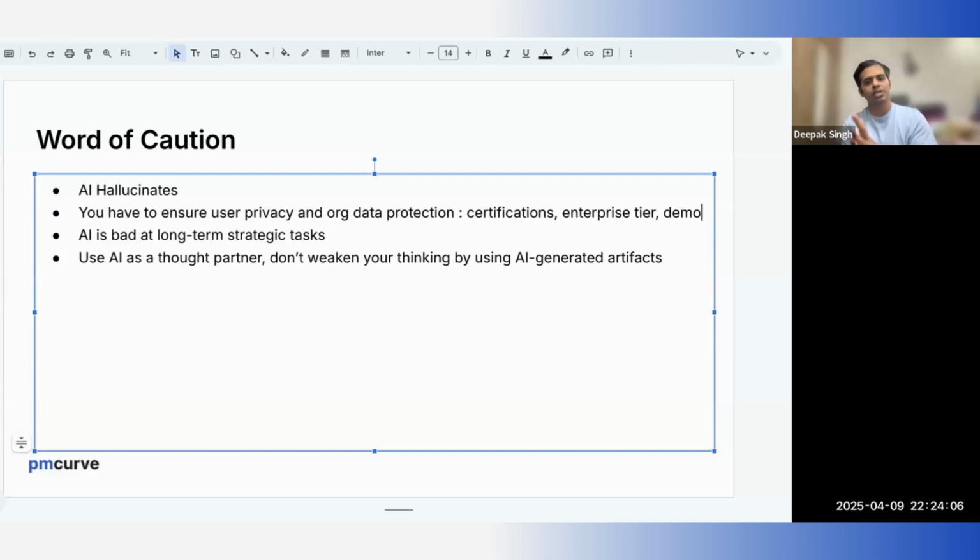don't weaken your thinking by using AI generated artifacts. There is this trend right now where people are feeling cool by generating PRDs through AI tools. The problem is, anybody who has written enough PRDs will realize that a PRD is not an artifact to be given to other teams as much as it is a tool to think for yourself. When you sit at a blank piece of paper, or a document, and you force your brain to write something coherently, it becomes a thinking exercise. It becomes an insight generation exercise.